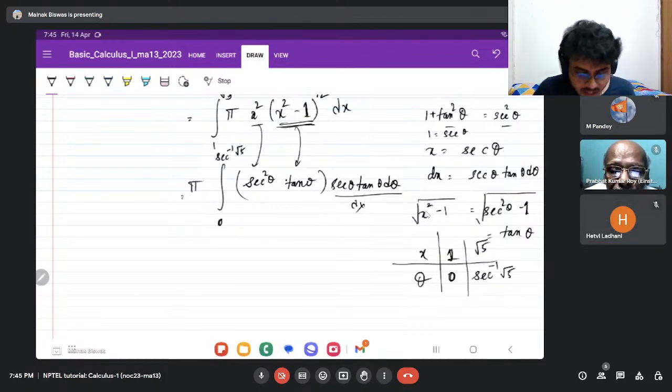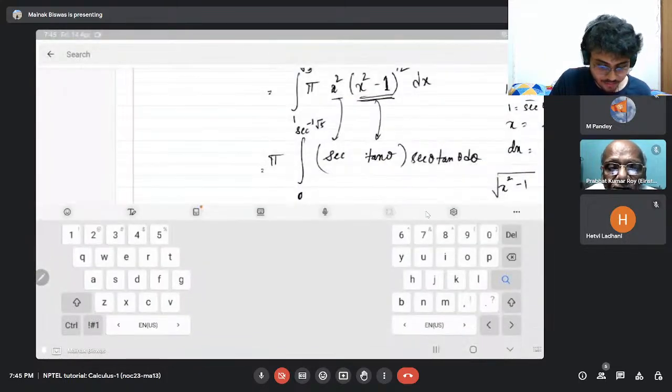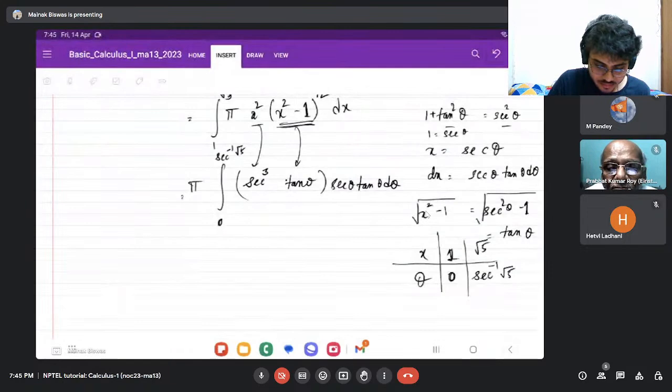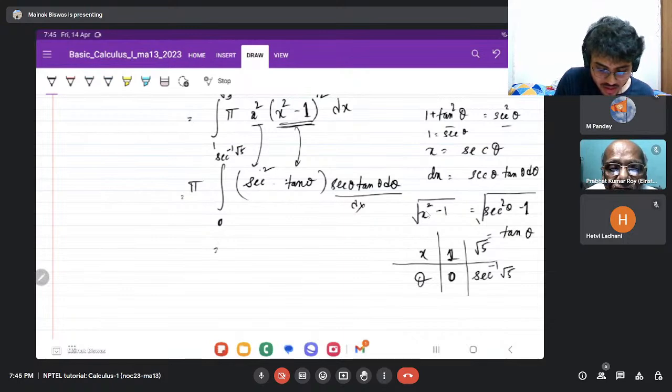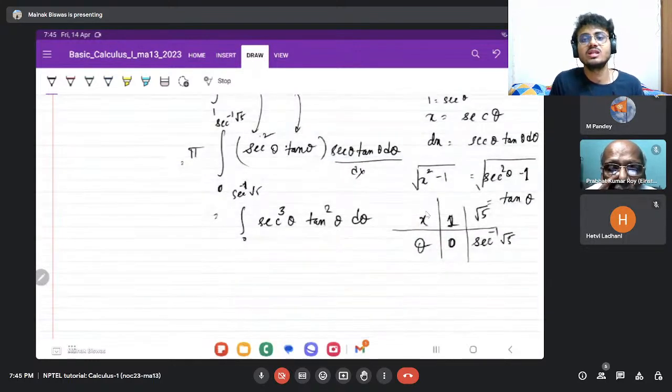So now we'll forget about the limits of the integration for the time being. So this becomes sec cube theta. It's correct, right? So sec square was there. So let's write in the next line: integral from 0 to sec inverse root 5 of sec cube theta tan square theta d theta. Once you instantly get this, does this give you any idea?